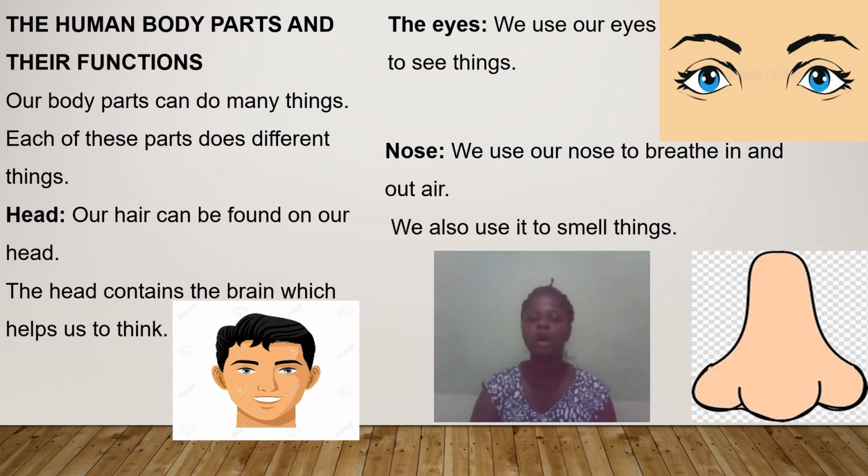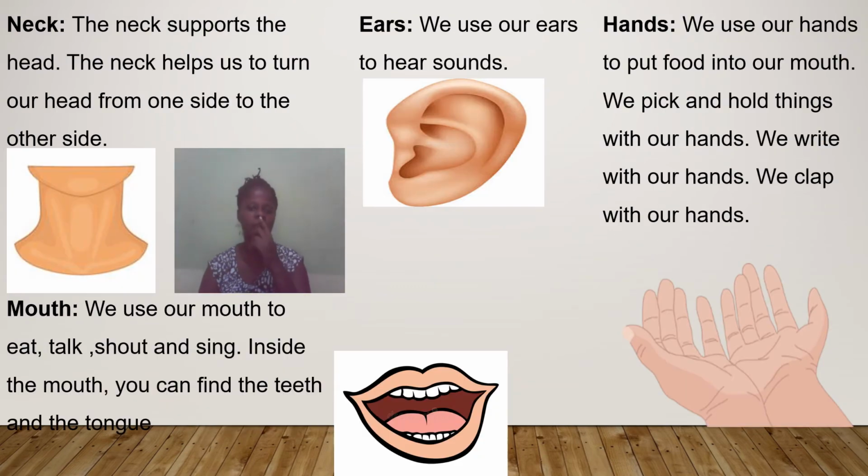Our eyes also help us to see. We use our nose to breathe in and out air, and we also use our nose to do what? To smell things. We use our neck to support the head, and the neck helps us to turn our head from side to side. Your ears help you to hear sound.